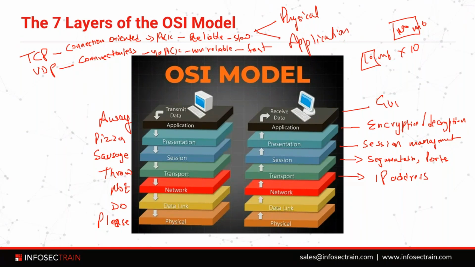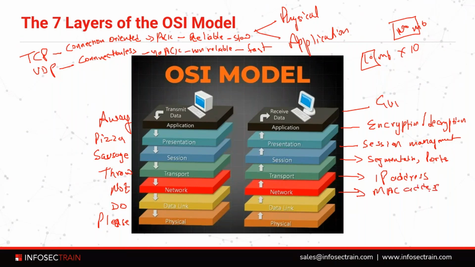Then your router delivers the data to the device to which I want to send the data, right? That's the IP address. Then the data link layer works with the MAC address.